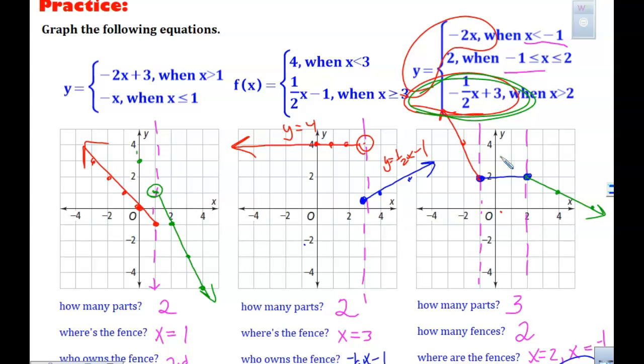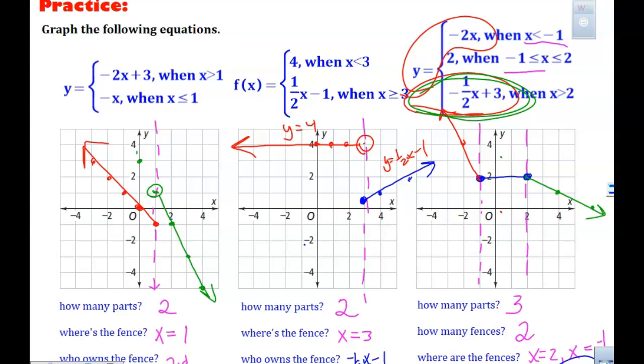Domain, all real numbers, right? If I can choose this number, it'll give me this. What's my range? All real numbers, right? This one has a domain of all real numbers, has a range of all real numbers. This one has a domain of all real numbers, but the range has to be greater than this point right here at a half, right? Because nothing is below that on either of my graphs.